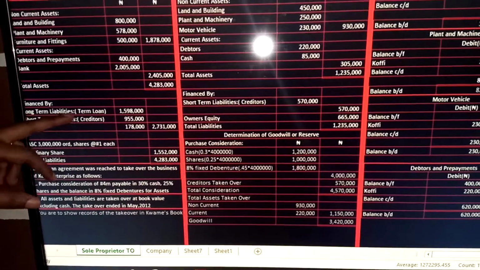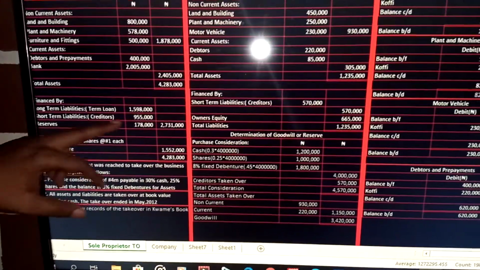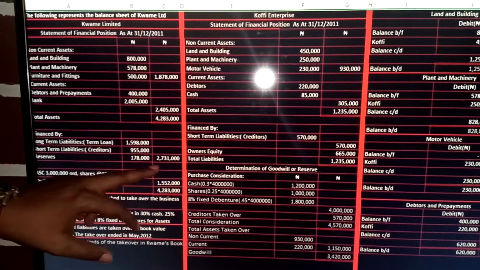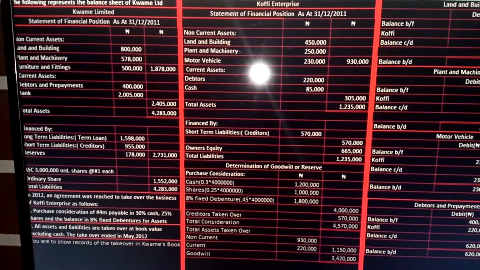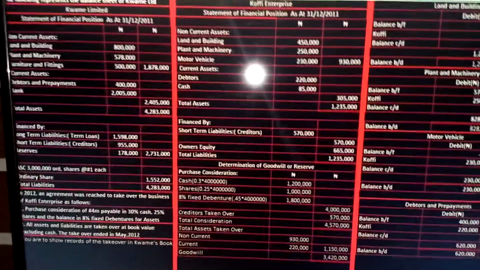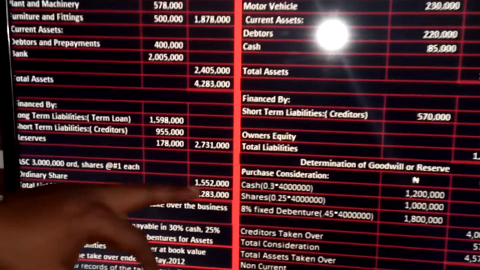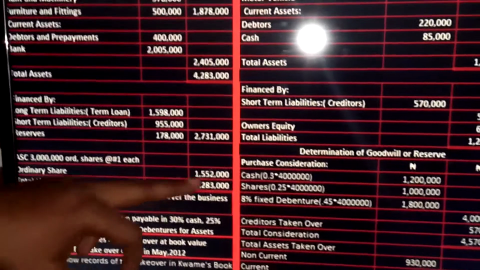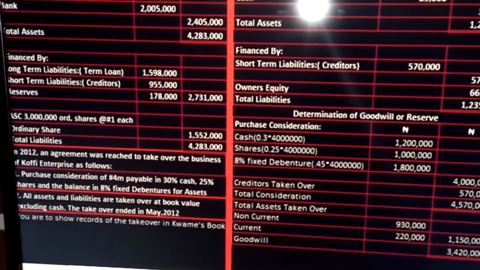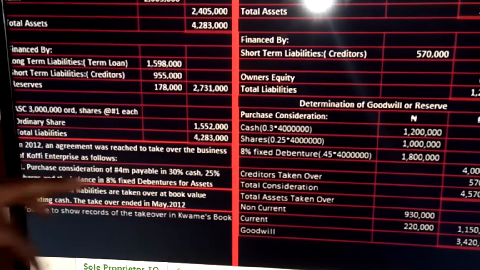Financed by what? Long-term liabilities, term loan 1,598,000. Short-term liabilities, creditors 955,000. Reserves 178,000. If you add all together, you have 2,731,000. So we have ordinary authorized share capital of 3 million ordinary shares at ₦1 each. Okay, that's for information. So we now have ordinary share capital of what? 1,552,000. So when you add this to this, you have a total liability of what? 4,283,000. Okay.